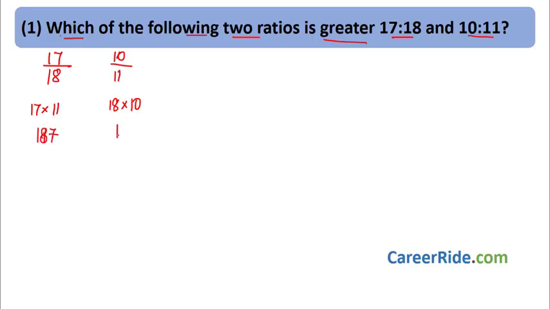187, 180. 187 is greater than 180. Left hand side is greater than right hand side. So left hand side ratio must be greater than right hand side ratio. So 17 by 18 is greater than 10 by 11. See how easy it was.